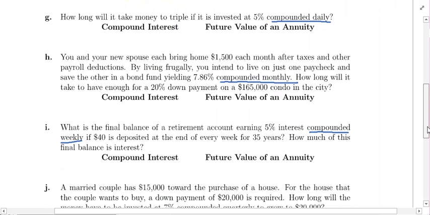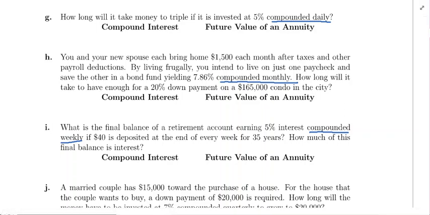All right, part G. How long will it take money to triple if it is invested at 5% compounded daily? Again, we're back to saving money. The strange thing about part G is there's actually no dollar amounts involved, and you will see when we work this problem out that it actually doesn't matter. You can still do this problem even though you don't have a monetary value attached. It's just saying however much money you want to invest, how long is it going to take that money to triple, to multiply it in value by 3?